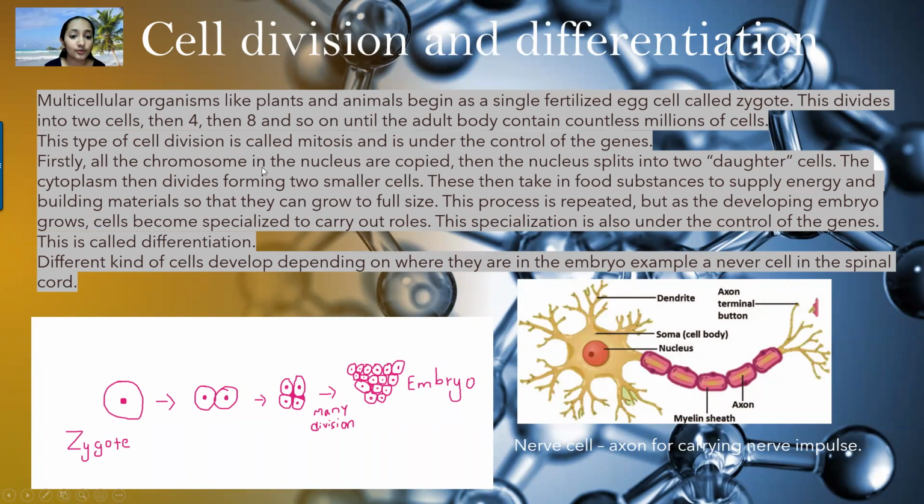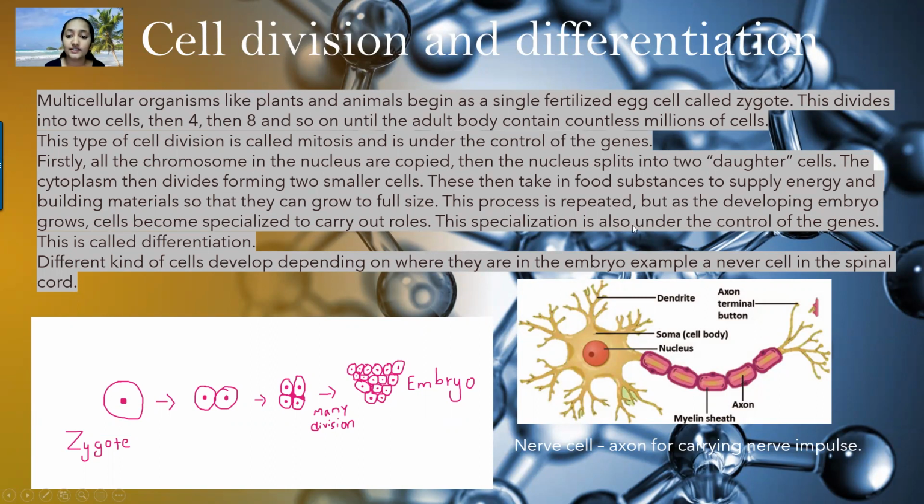Firstly, all the chromosomes in the nucleus are copied. Then the nucleus splits into 2 daughter cells. The cytoplasm then divides, forming 2 smaller cells. These then take in food substances to supply energy and building material so that they can grow into full size. This process is repeated, but as the developing embryo grows, cells become specialized to carry out roles.